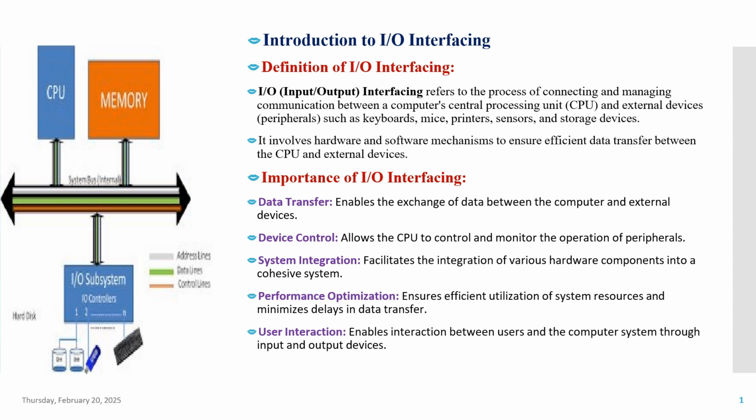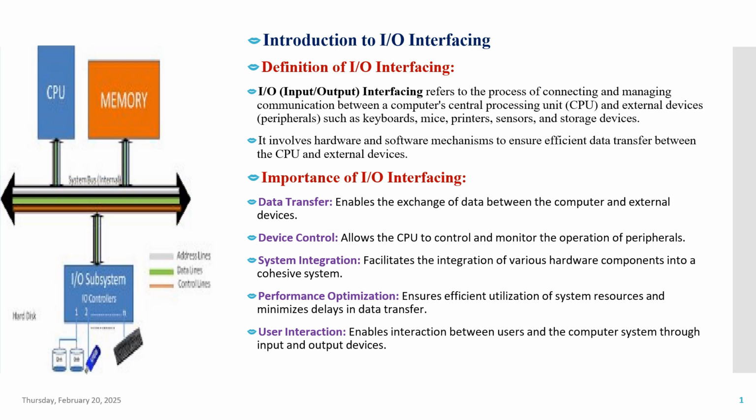So what is the importance of interfacing? First point, data transfer, which enables the exchange of data between the computer and the external devices. It facilitates smooth communication and data flow. Second one is device control, which allows the CPU to control and monitor the operation of peripherals, and it ensures that devices operate as intended and respond to user commands. Next point is system integration. It facilitates the integration of various hardware components into a cohesive system, and ensures that different devices can work together seamlessly.